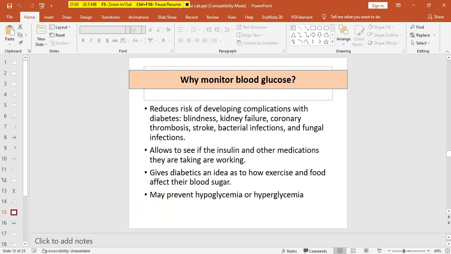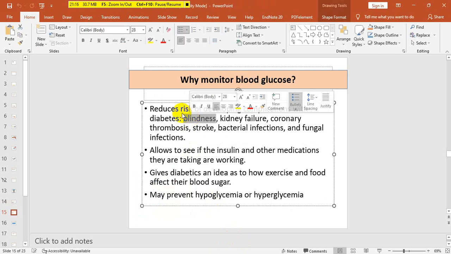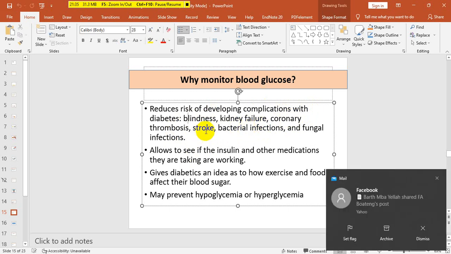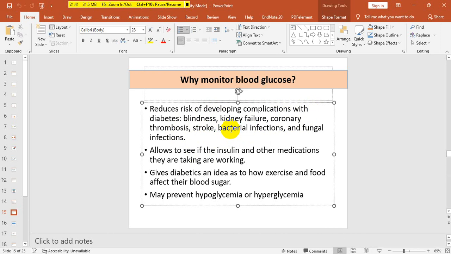Why do we monitor blood glucose? It reduces the risk of developing complications with diabetes: blindness, kidney failure, coronary thrombosis, that's a thrombus or a plaque being found in the coronary vessels of the heart, stroke, and also bacterial infections and fungal infections.